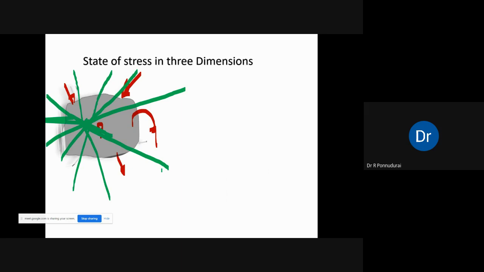Do you agree or not? So in the body, at a given point, if you draw planes passing through the particular point, an infinite number of planes may be passing. Out of all the planes, one plane will have the maximum stress. Do you agree or not? Or will all the planes have equal stresses? Out of all the planes, only one plane will have the maximum stress. Do you agree or not? Yes, sir, I agree, sir.